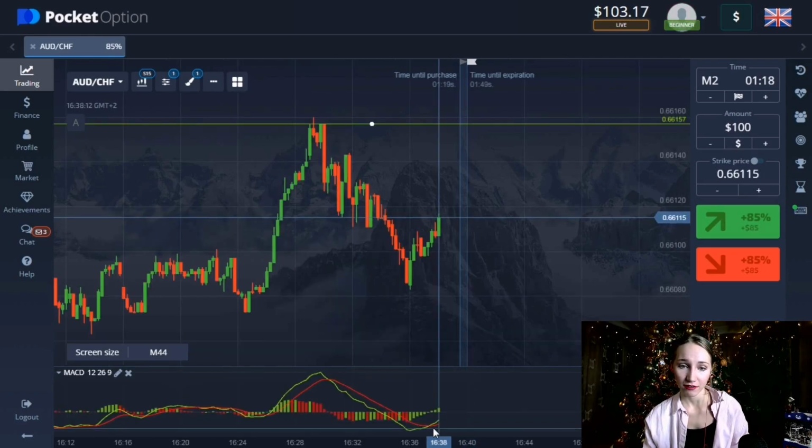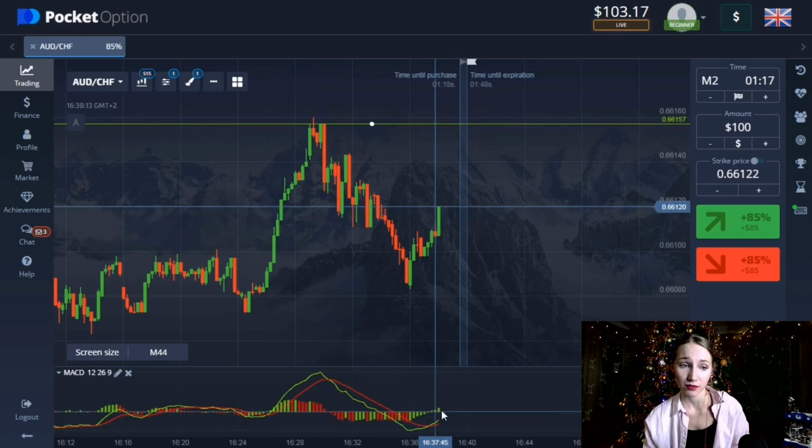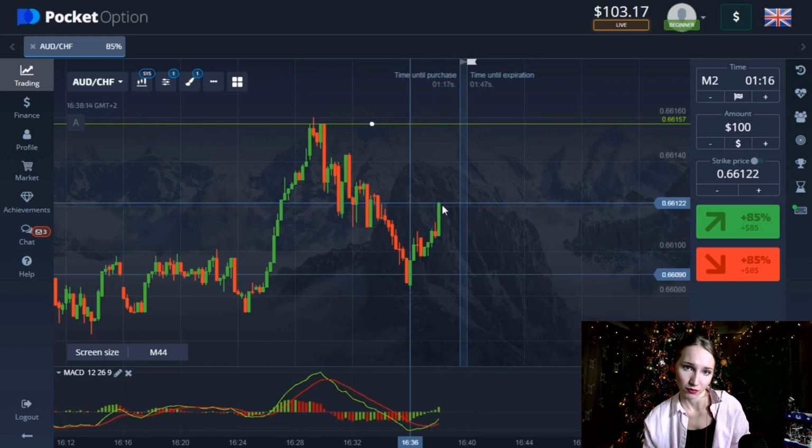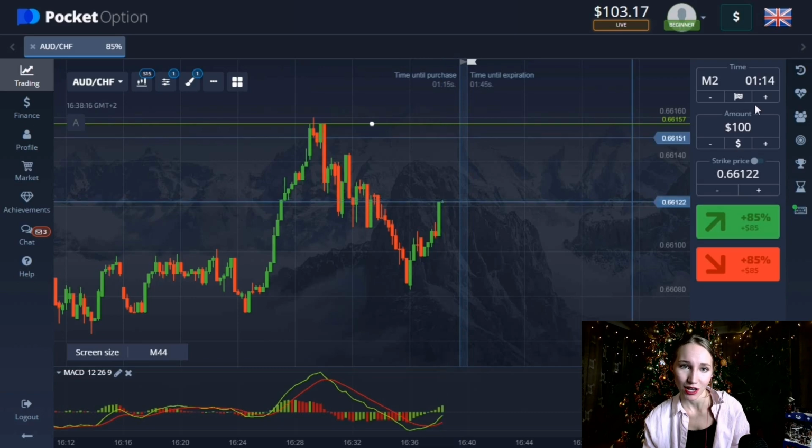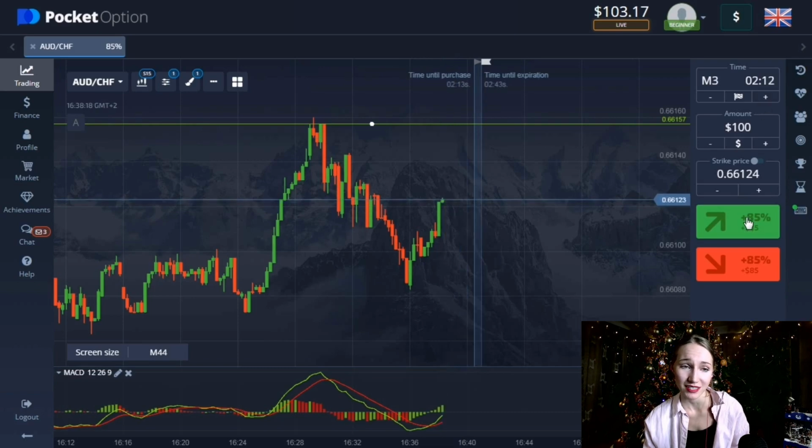Well, here we can see that our indicator is showing us again that there is an entry point. At this moment you can see the price is keeping on moving to our level. So guys, let's open a trade with up for 3 minutes. I think the price will continue moving to the resistance level. So let's wait.